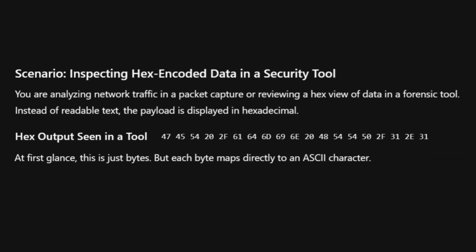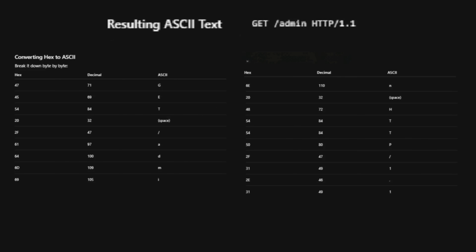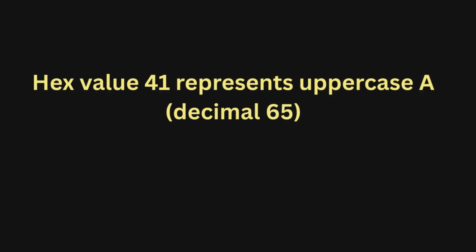hexadecimal. Each ASCII character's hex value appears instead of the character itself. For example, the hex value 41 represents uppercase A, decimal 65, and 20 represents a space, decimal 32. Being fluent in ASCII helps you read these representations quickly.